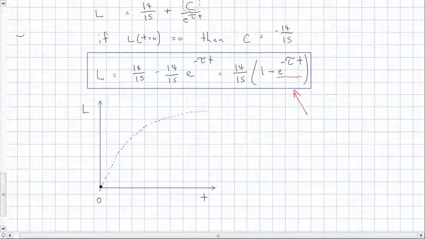Feel free to plot this. I'll also post the Excel spreadsheet showing the plot more precisely, as well as a technique called the finite difference technique. I hope this was instructive.